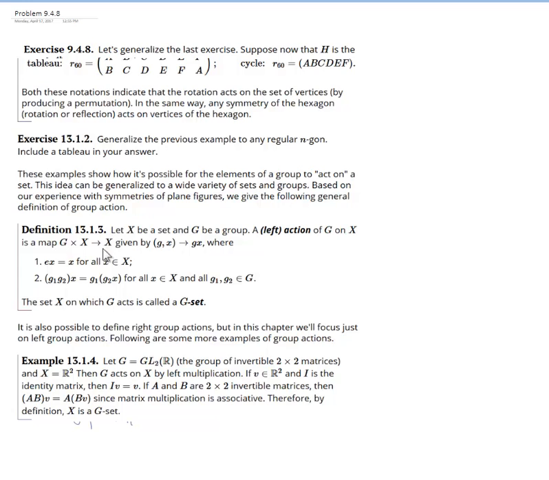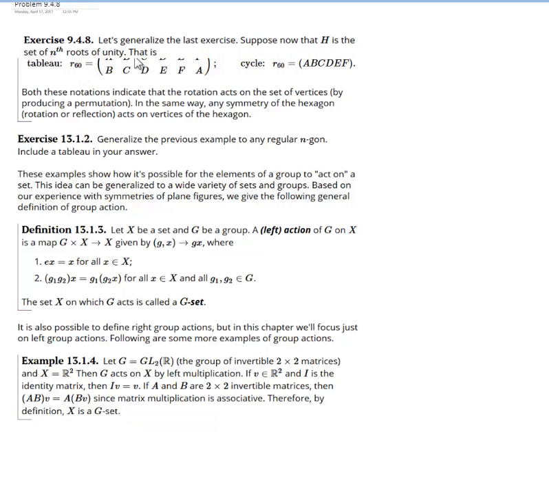Now part B, using proposition 9.4.5, prove that H is a subgroup of T. So 9.4.5 says, to show, first of all, that H has the identity, you need to show that the identity maps every point X of the set to the same point. Then you need to show that H is closed under the group operation. And then you need to show that H is closed under inverse.